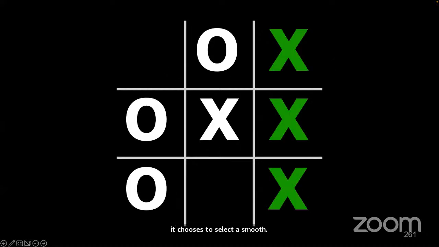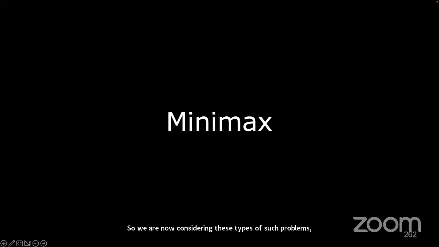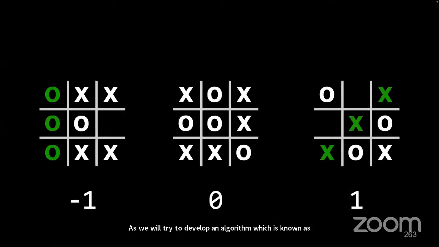So we are now considering these types of search problems, which are known as adversarial search problems, and we will try to develop an algorithm which is known as minimax algorithm. To develop the algorithm, we need to convert our problems into the language of the computer. We know that computer can only understand numbers, so we represent the final outcome of the game using numbers.